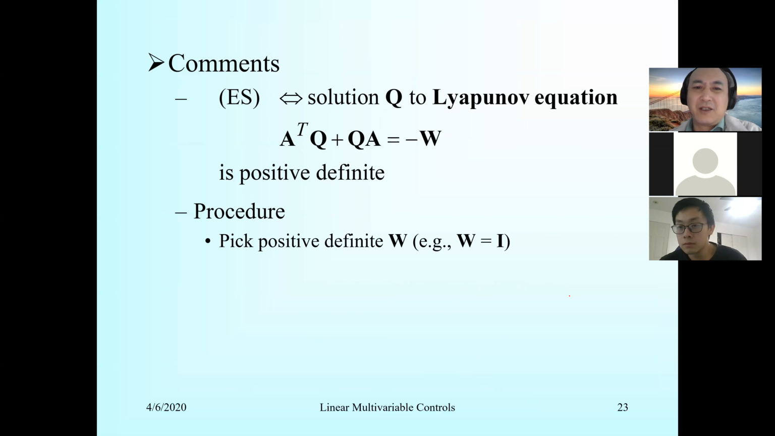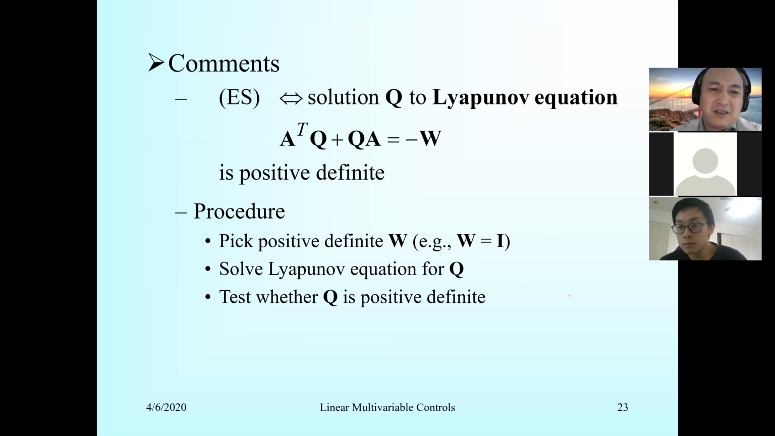So the procedure is you pick a positive definite W. If you don't have a good idea, you just choose W as I. Solve this one for Q. Test whether Q is positive definite. Do you guys know how to manually check whether Q is positive definite, PD? That's a basic skill, okay? If you don't remember how to check whether a given matrix is positive definite or not, you can learn more from linear algebra about how to check Q is positive definite.